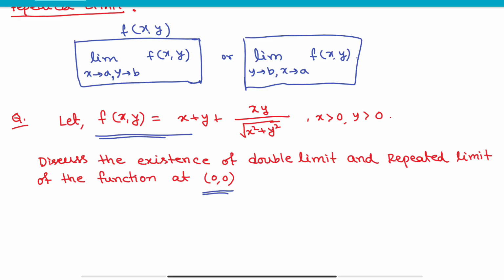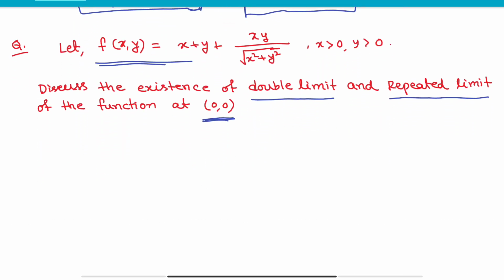So we have this function f of x, y, and we have to find the limit at 0, 0, both double limit and repeated limit. Double limit and repeated limit may be equal, or they may not be equal. Sometimes for a given function at a particular point the double limit exists but the repeated limit does not exist, or sometimes the repeated limit exists but the double limit does not exist. It may happen. So first I find the double limit, then I will calculate the repeated limit. You know how to find the double limit.